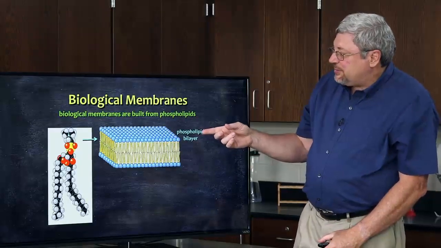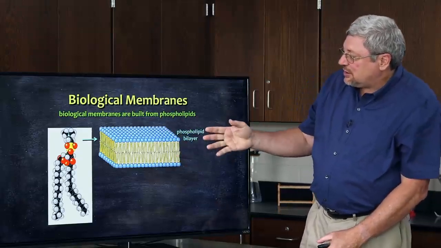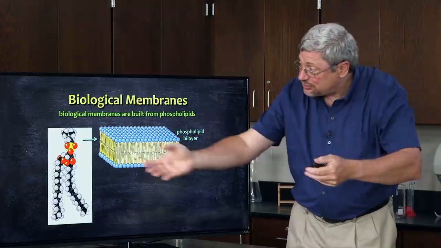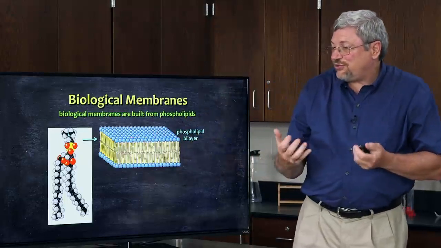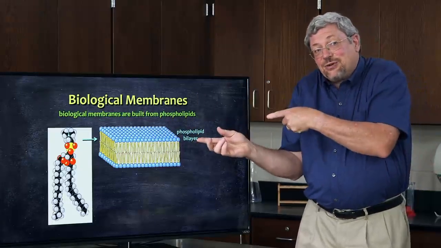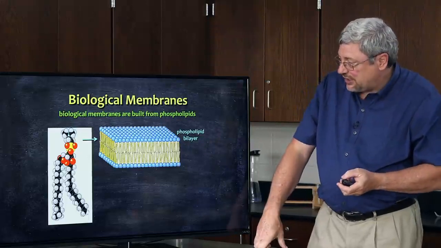This phospholipid bilayer, 2 layers, feet to feet, actually automatically results from throwing a bunch of these phospholipids into water. They just automatically gather together in this sort of fashion, because one end of the molecule likes water and the other does not.